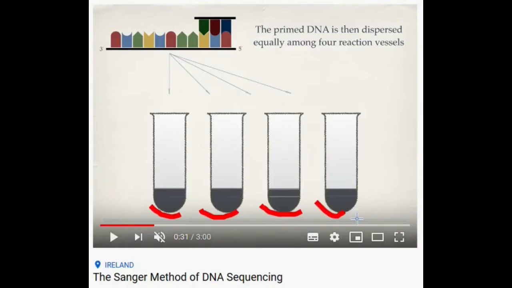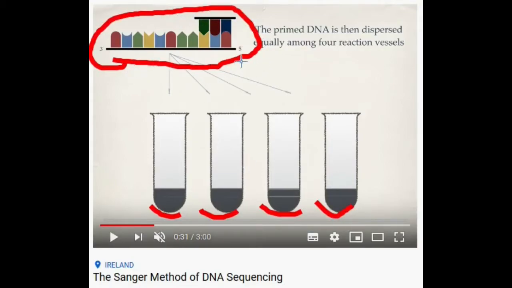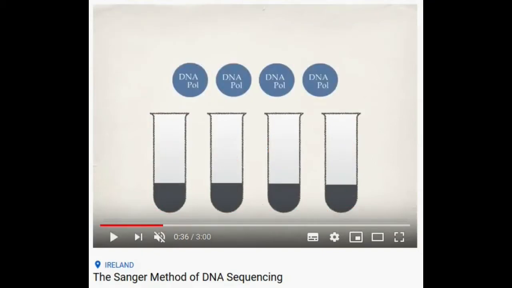In each of these tubes, there will be the same amount of this type of strand of DNA plus the primer. There will be the same amount in tube 1, 2, 3, and 4. Same amount of this segment with the primer. Afterwards, DNA polymerase is added in each tube. DNA polymerase, as you know, will perform replication. So again, same amount in each tube, and in this case, DNA polymerase has been added.